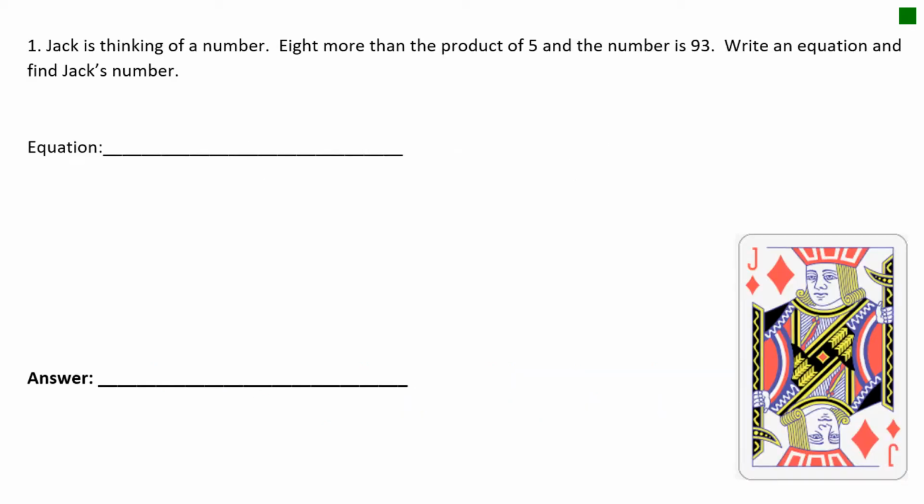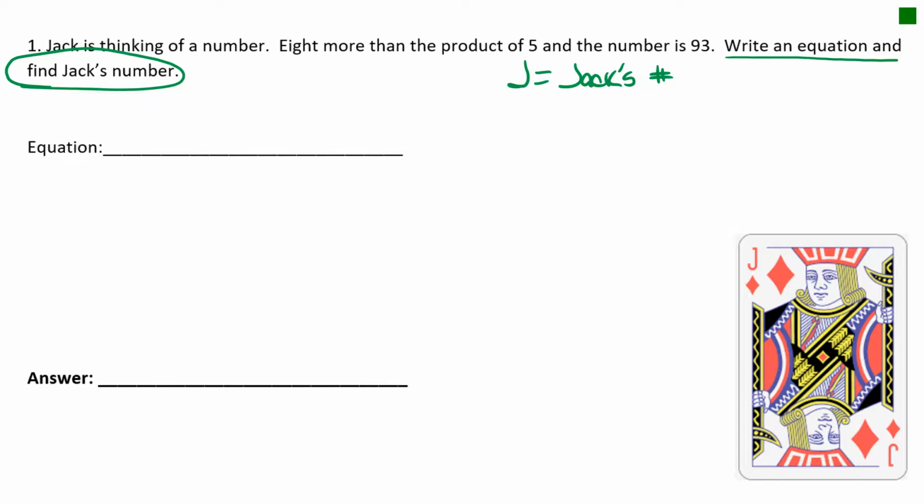Jack is thinking of a number. Oh, yeah, you know what? I don't start at the beginning. I start at the end. The last thing says write an equation and find Jack's number. That tells me I am looking for Jack's number. So I'm going to let my variable be J. You can let it be X, but I like J. Jack's number. Guess what my name is? Oh, it's Jackie. I love this problem.